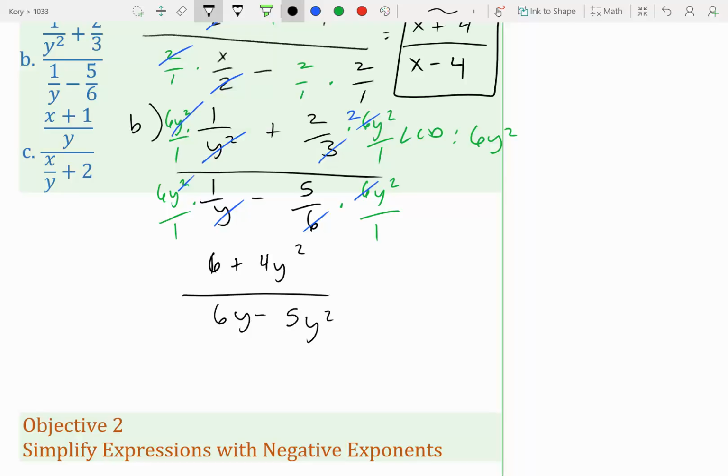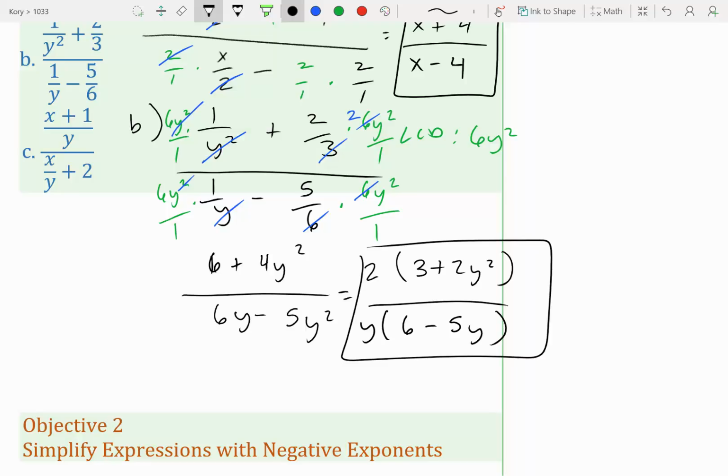And let's take a look to see if we can simplify anything. We can take some GCF out, so we always want to take the GCF out if you can. So we take it out, it's 2, so we're left with 3 plus 2y squared. And on the bottom we can take a y out, so we're left with 6 minus 5y. And there's our final answer.